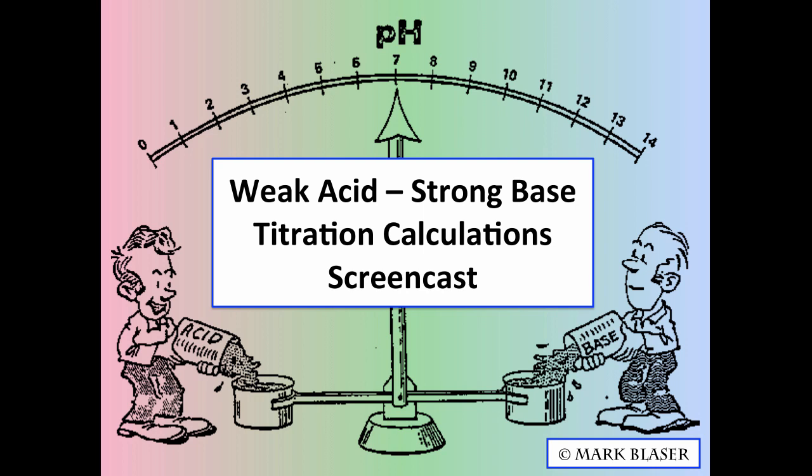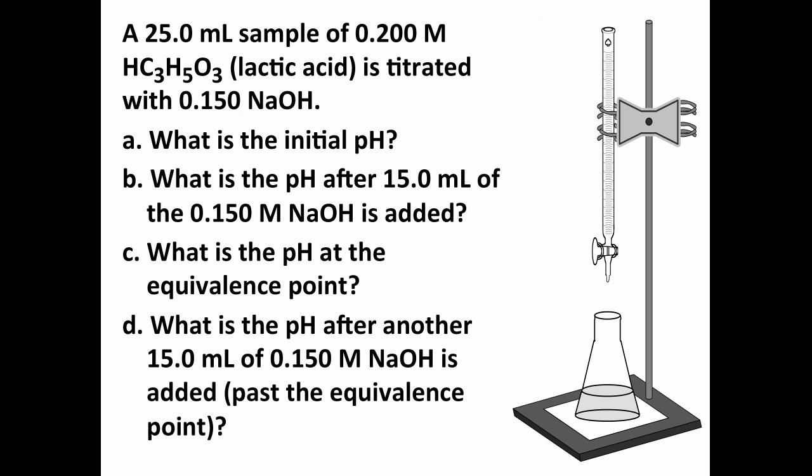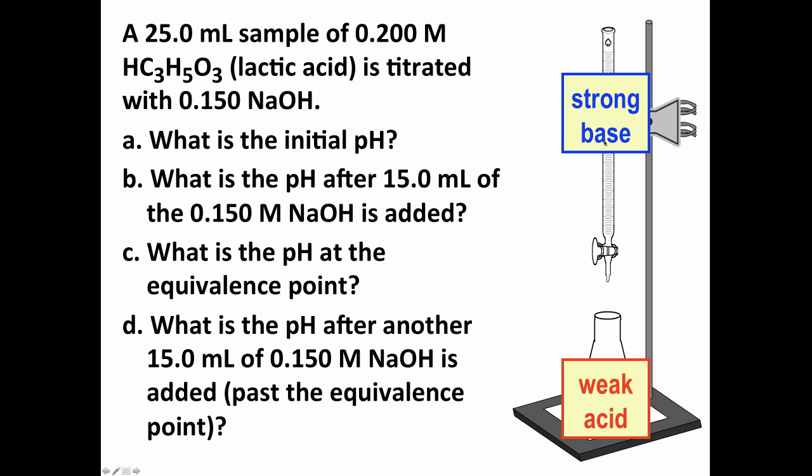Welcome to a screencast that will go through the calculations involved in a weak acid, strong base titration. The example we're going to use involves lactic acid, our weak acid, and sodium hydroxide, our strong base. We'll have a flask of lactic acid and a burette of sodium hydroxide. We'll add the strong base into the weak acid, and we're going to calculate the pH initially, partway to the equivalence point, at the equivalence point, and after the equivalence point.